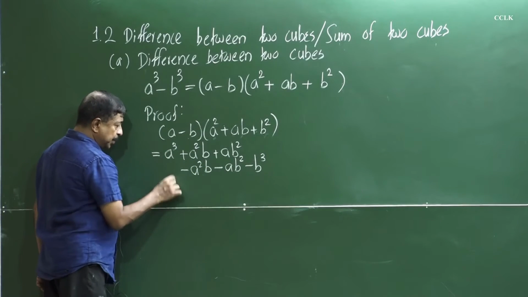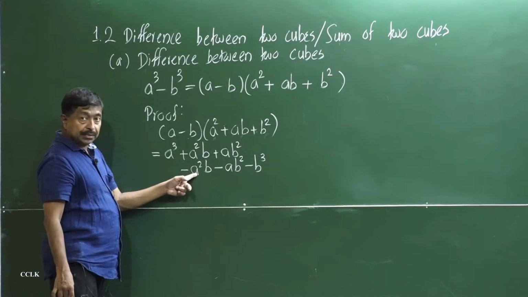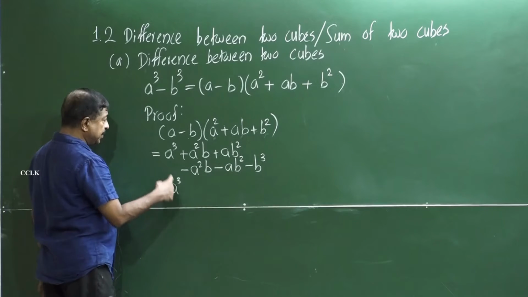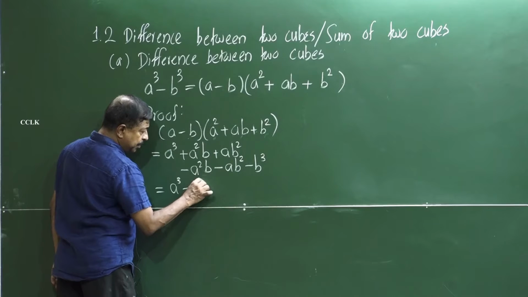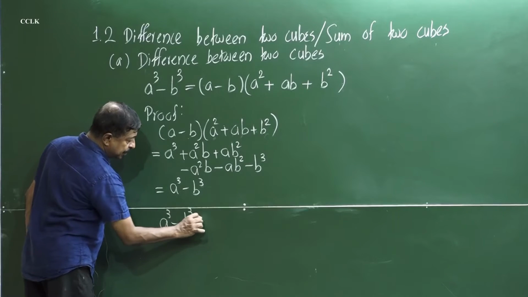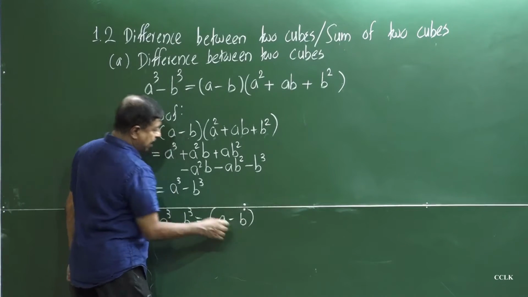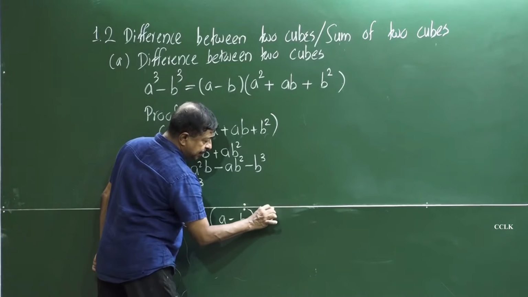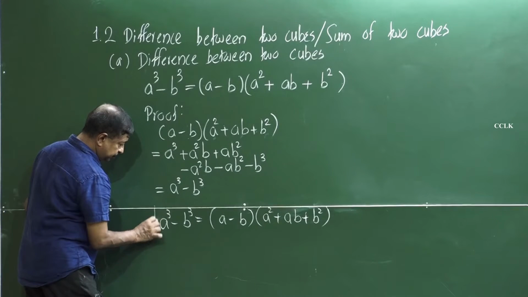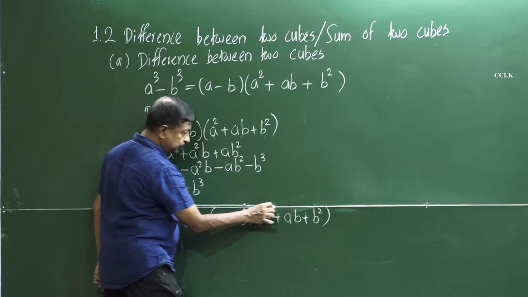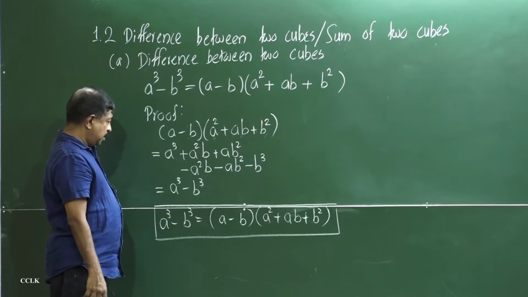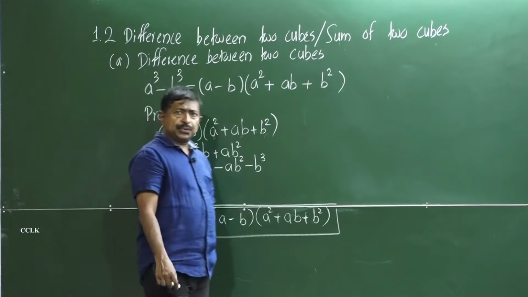Add them up, you get A cube. This one will go away, one is plus, one is minus. These two will go away as well, leaving A cube minus B cube as the answer. Therefore, A cube minus B cube is equal to A minus B times A squared plus AB plus B squared. Right? Okay. We'll do some examples.